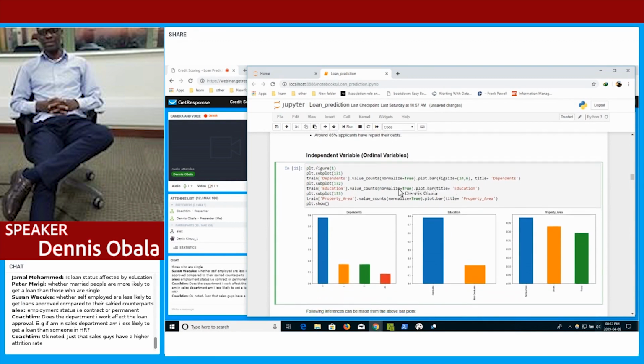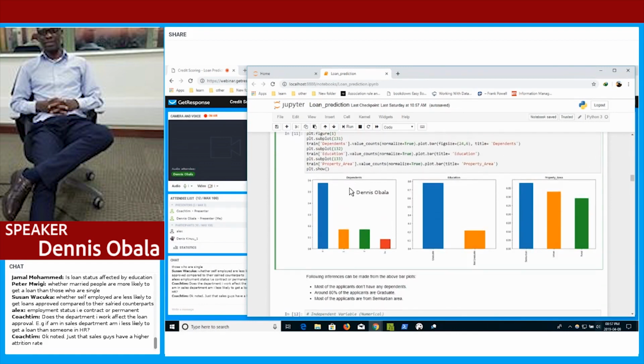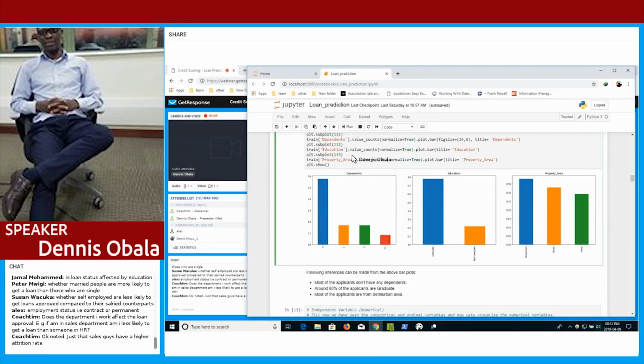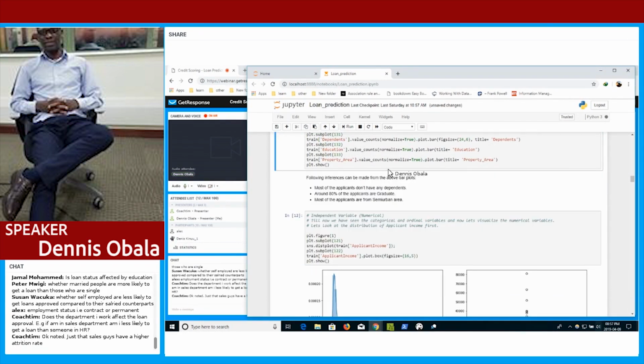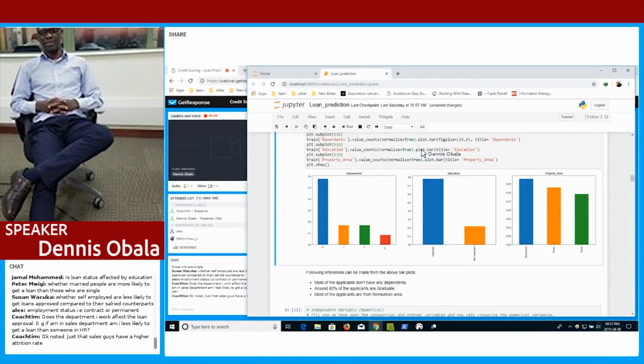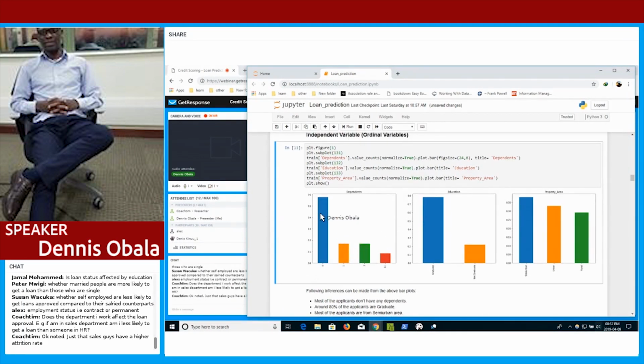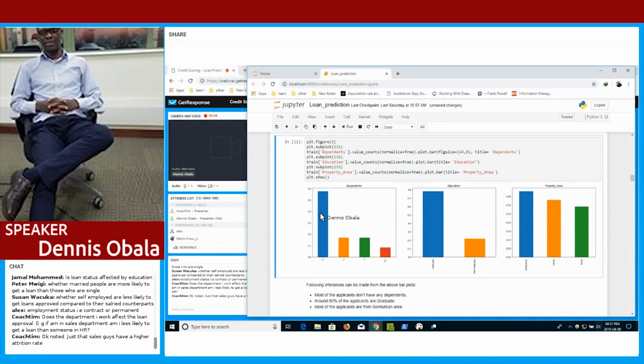So the independent variables, we can look at the number of dependents, the education, and the property. Okay, sorry there, let me just run this. So the property area will mean where the applicants are from. So these are the number of dependents. We can see the highest number of people don't have any dependents. For 1 and 2, the percentages are almost the same, and the lowest are those with 3 dependents.